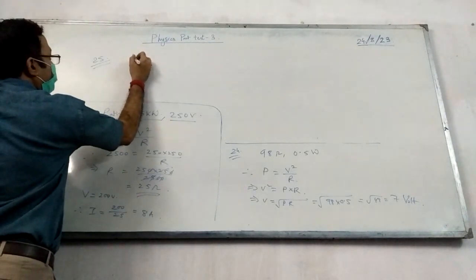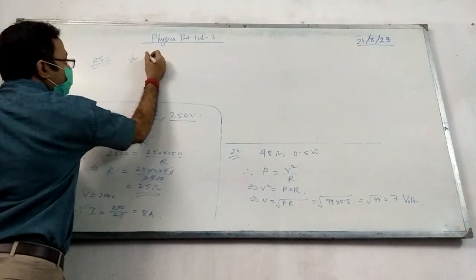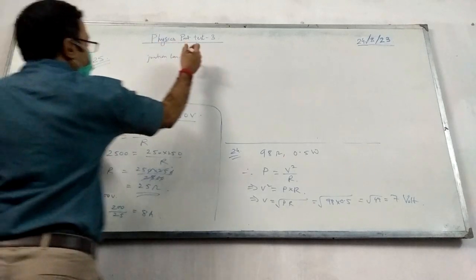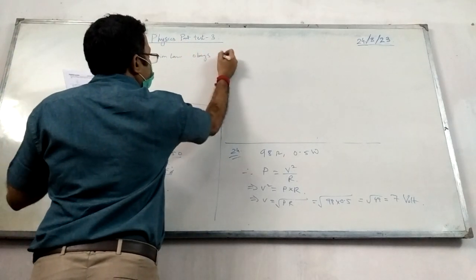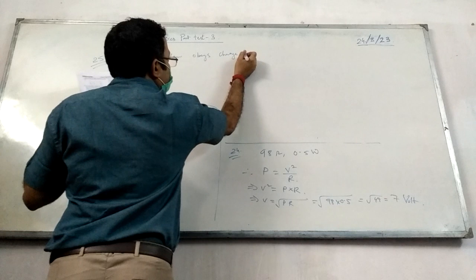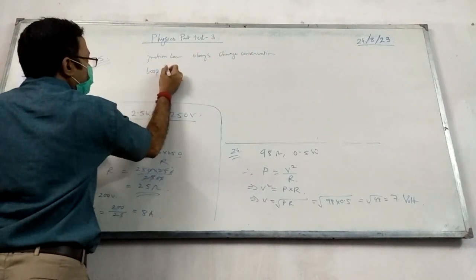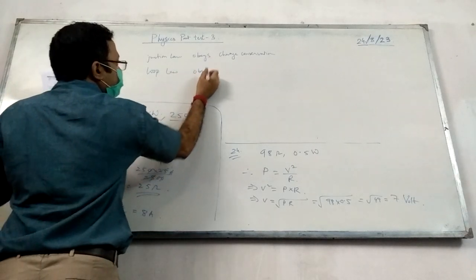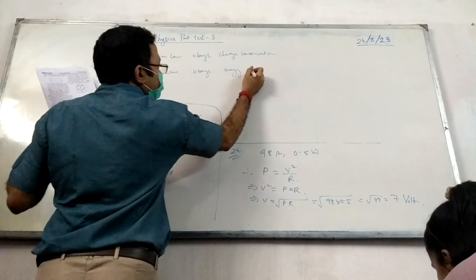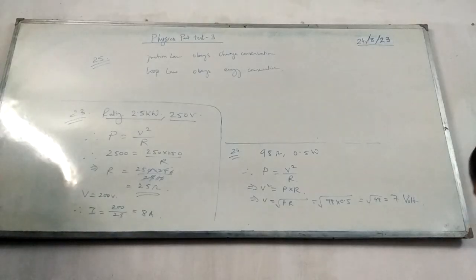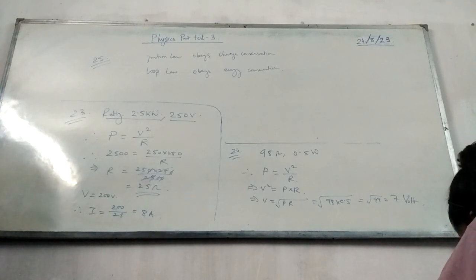So the junction law obeys charge conservation and the loop law obeys energy conservation. So you have to write these two statements clearly, then full marks. अगर तुम लोग सिर्फ लिख देते हो चार्ज कंजर्वेशन और एनर्जी कंजर्वेशन तो मार्क्स नहीं मिलेगा. Is that clear?